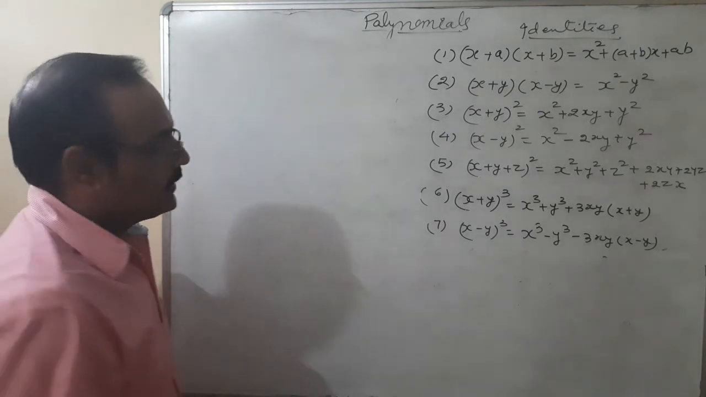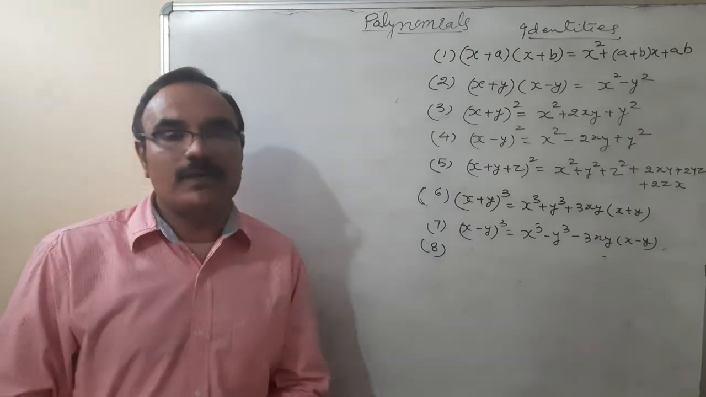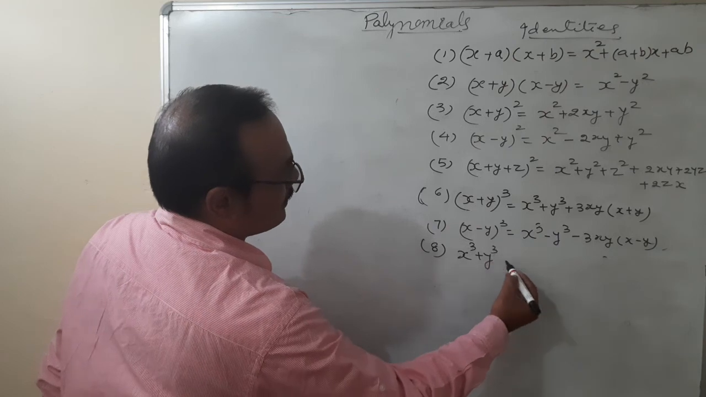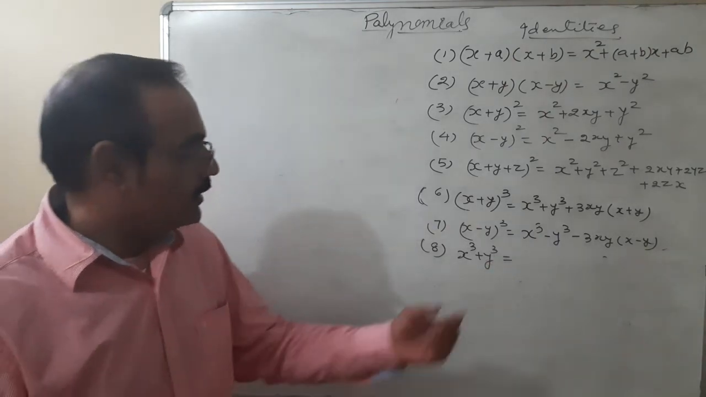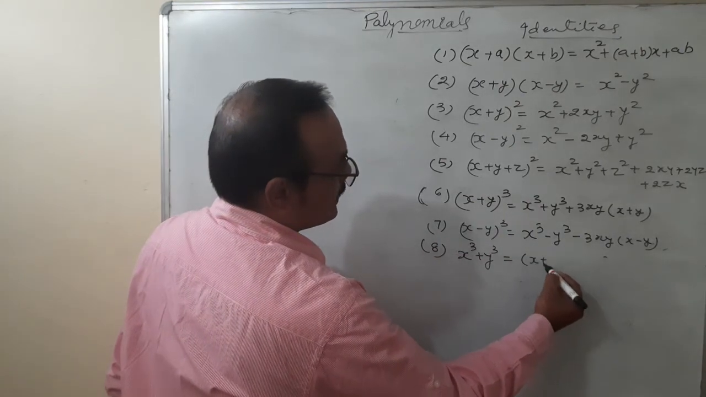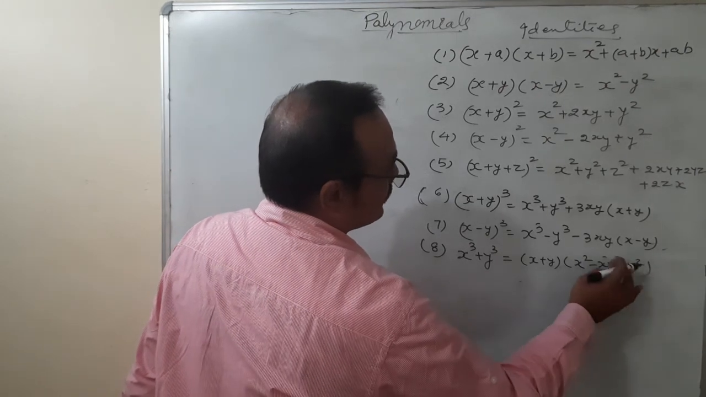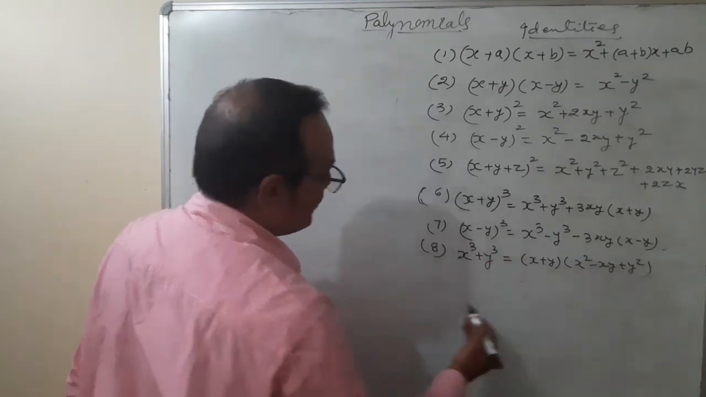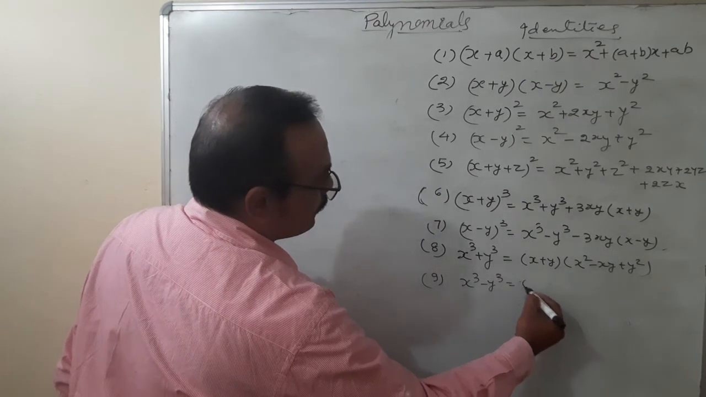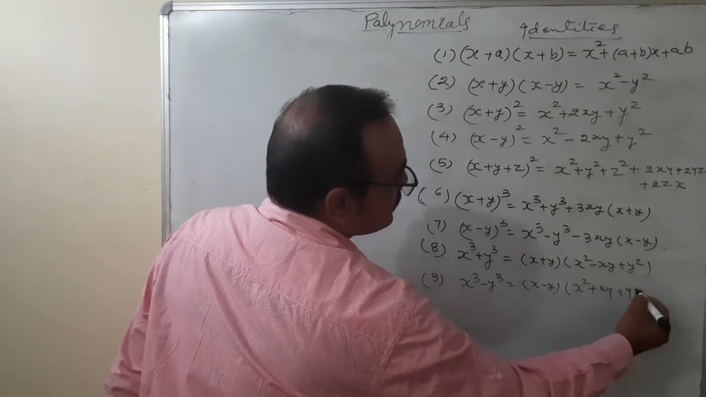Identity number 8, that is x cube plus y cube. x cube plus y cube is equal to, this identity I am writing in the factorized form. So the factorized form is (x plus y)(x square minus xy plus y square). The first sign is plus, and here is a minus. Ninth: x cube minus y cube, first bracket x minus y, second x square plus xy plus y square.